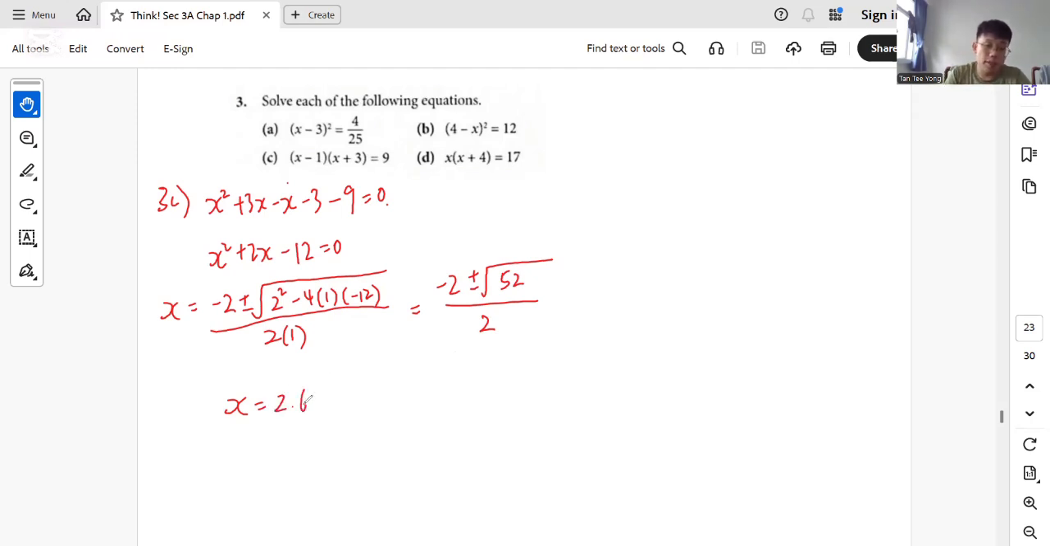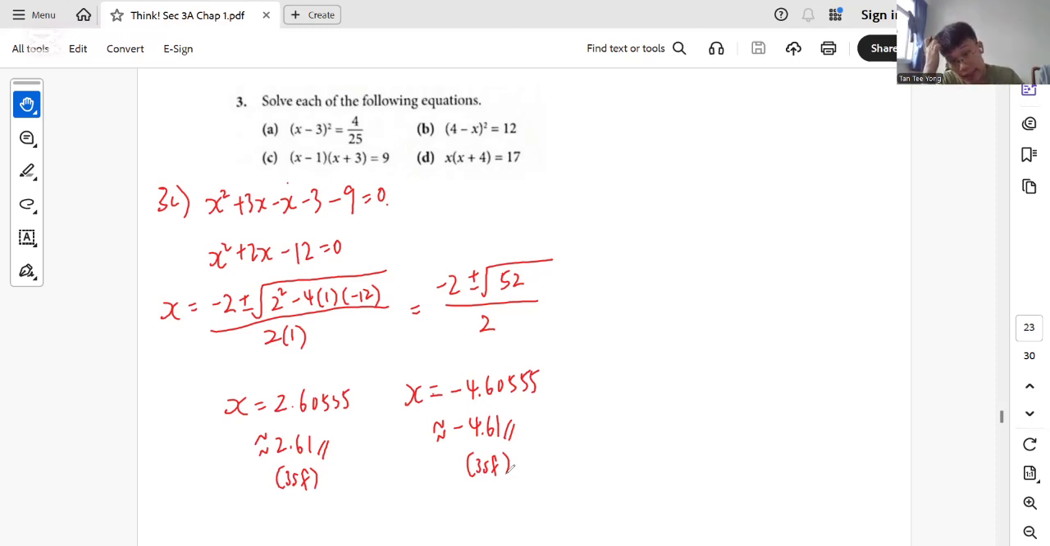So 2.60555, round off, 2.61. This is 3SF. Then the other one is -4.60555, right? Round off, -4.61, 3SF. Okay. So I think in this case, using the quadratic formula is way faster than completing the square. But if you wish to do completing the square, there's nothing wrong as well.